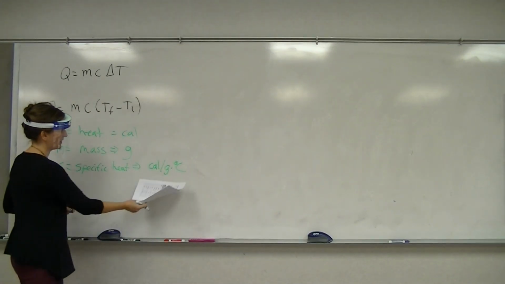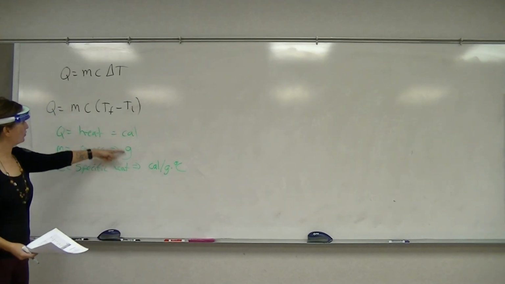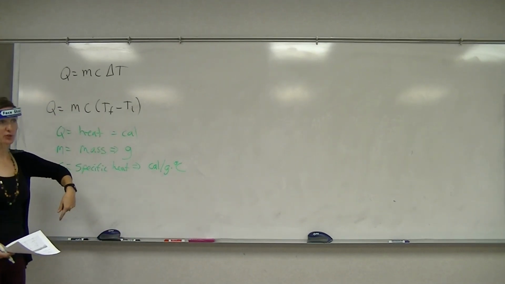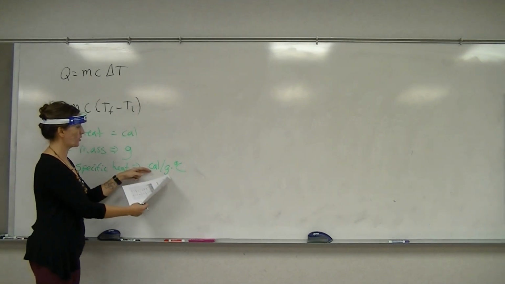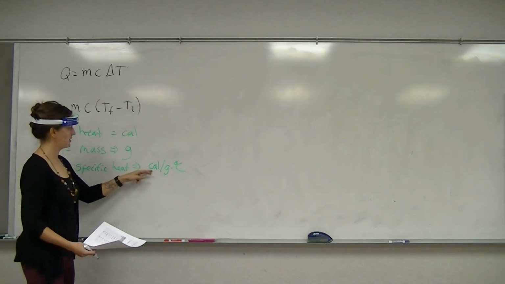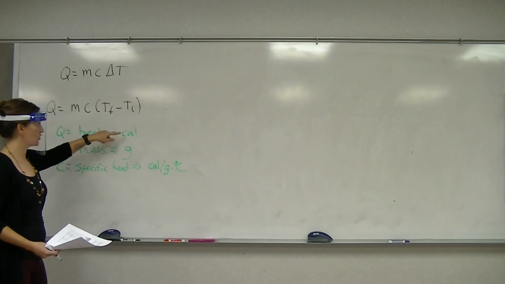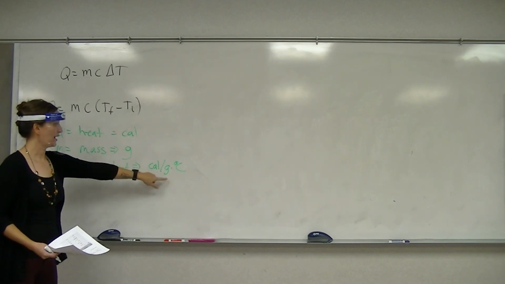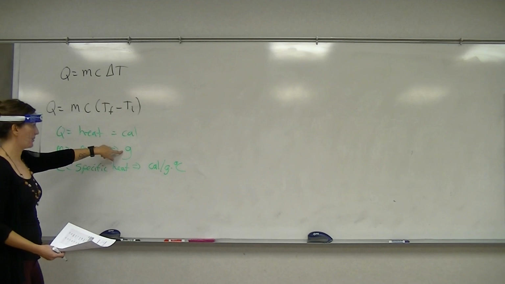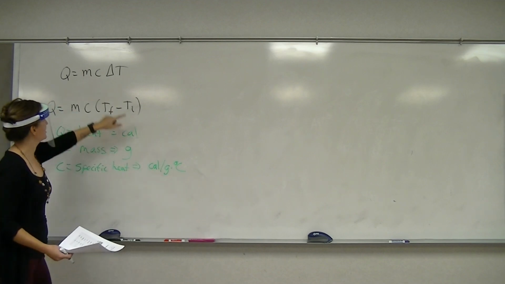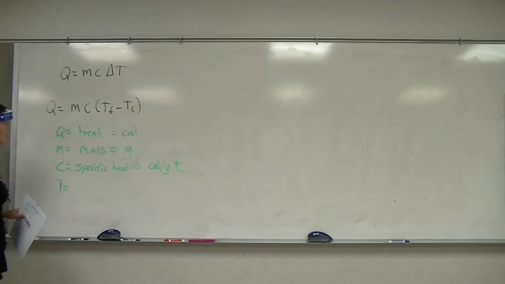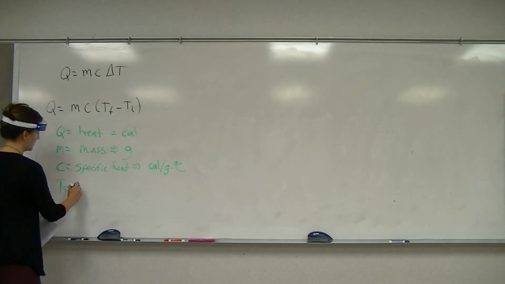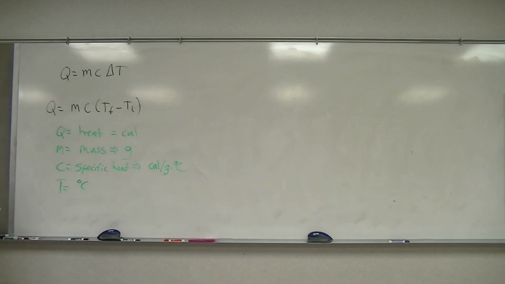And the units are actually helpful in reminding you what the units of your other variables should be. So specific heat is calories per gram times degrees Celsius. So calories, because your heat is measured in calories. Grams, because your mass is measured in grams. And then degrees Celsius is for our last variable, temperature. So temperature, you can guess, is measured in degrees Celsius.